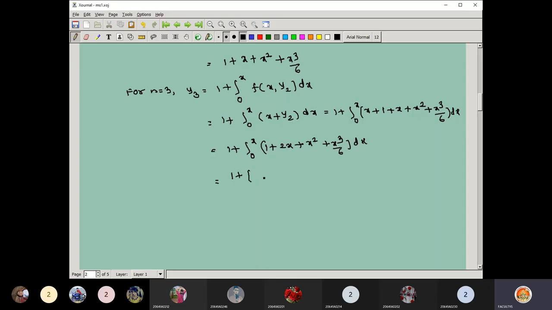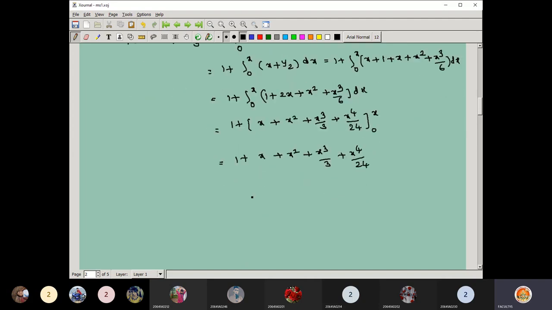1 plus, when I take the integral of 1, x plus 2x, integration gives x square by 2. So on cancellation, it becomes x cube by 3. And this is nothing but x to the power of 4 by 4 into 6, which is 24. And the limits here are 0 to x. Or I can write 1 plus, upper limit I am substituting, x plus x square plus x cube by 3 plus x to the power of 4 divided by 24. So this is the third approximate solution corresponding to the given differential equation.